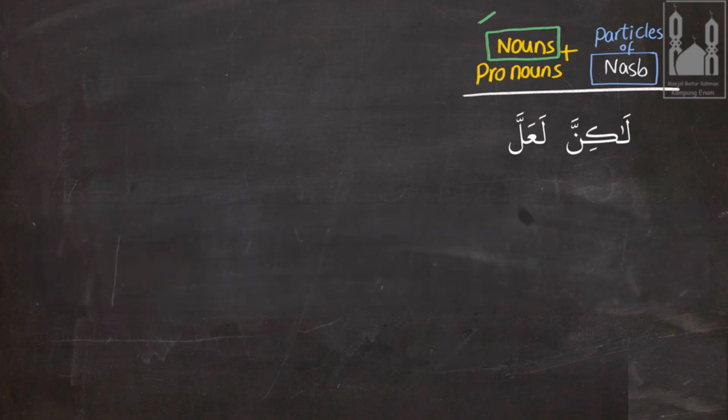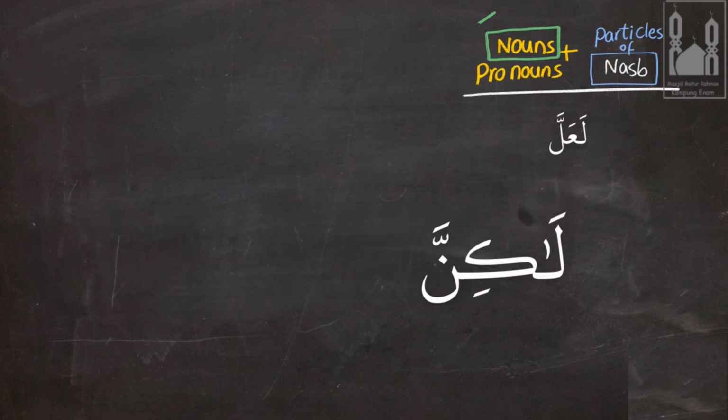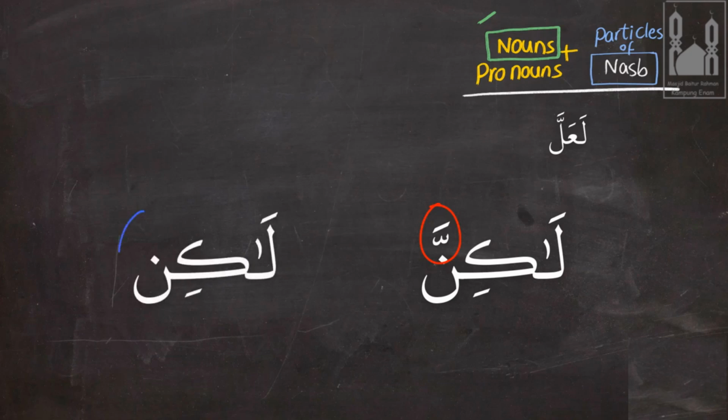The next particle is لَكِنَّ. Notice how I said لَكِنَّ with shadda on the noon at the end of the word, and that I didn't say لَكِن without the shadda, because these are definitely not the same, and you should pay attention not to mix them up together. لَكِنَّ means on the contrary, or but, and it can be followed by nouns only.